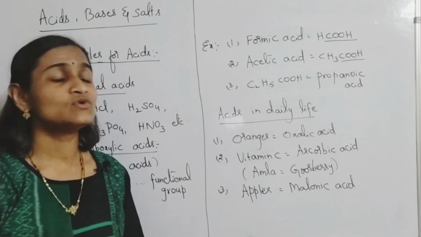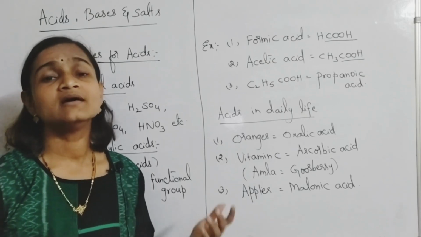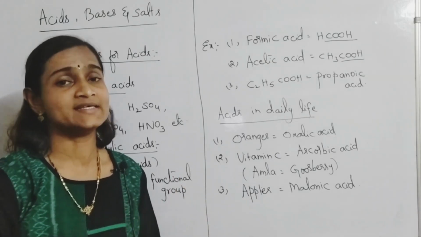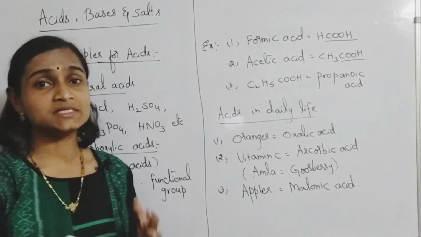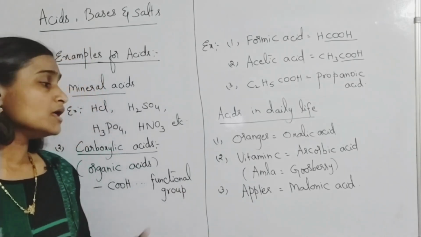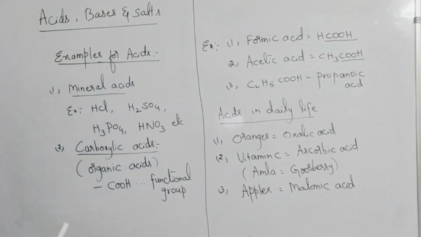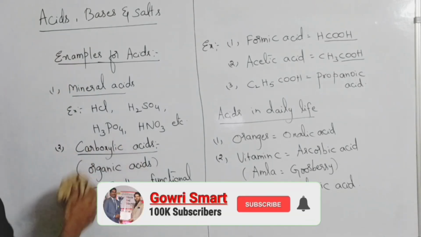In all the citrus fruits we find one or the other acidic substances. That's why they are sour in taste, because of the presence of acid in them. So these are the general examples for acids.